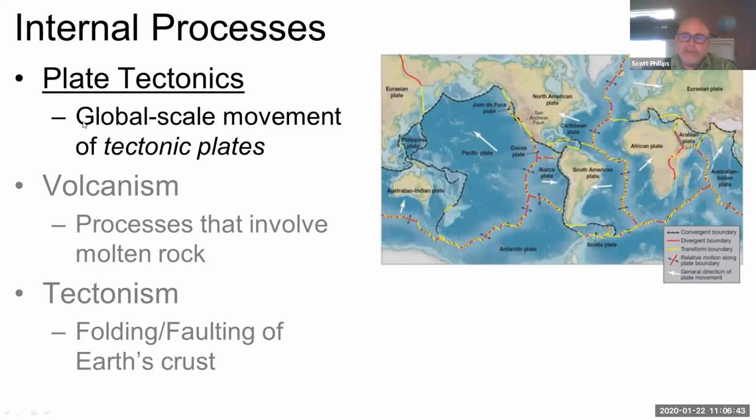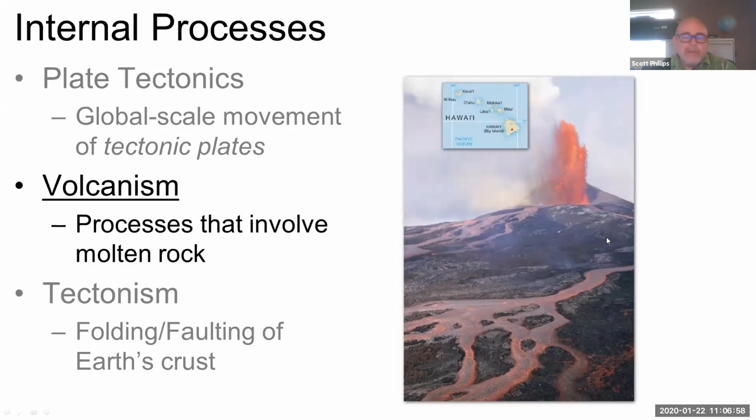So we can lump internal processes into three buckets. One is a big one, it's plate tectonics. This is the global scale movement of tectonic plates, and we will discuss that in more detail as we go. Another one that's often related to plate tectonics is volcanism. These are processes that involve molten rock, either lava at the surface or what we call magma underneath the surface.